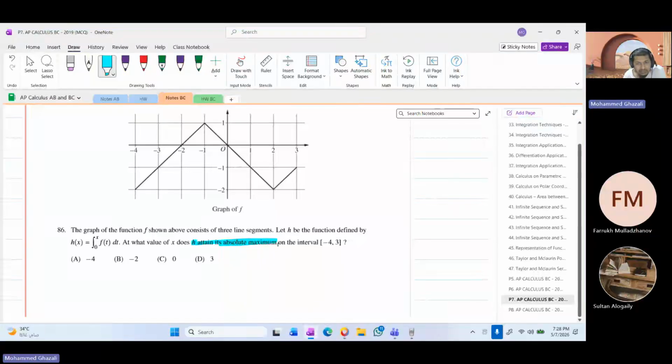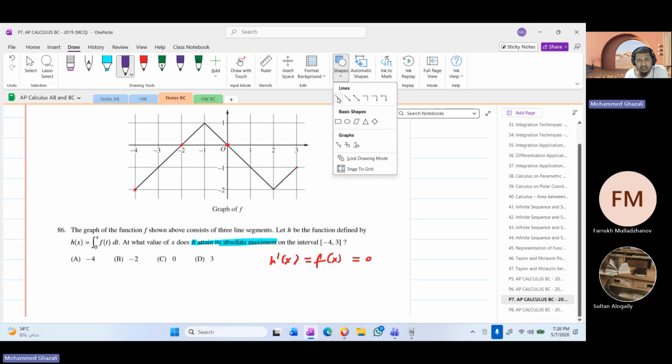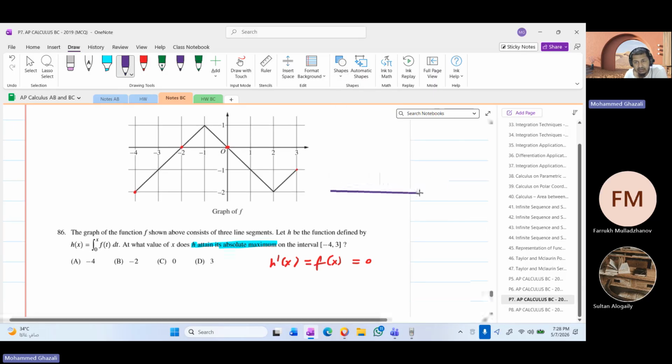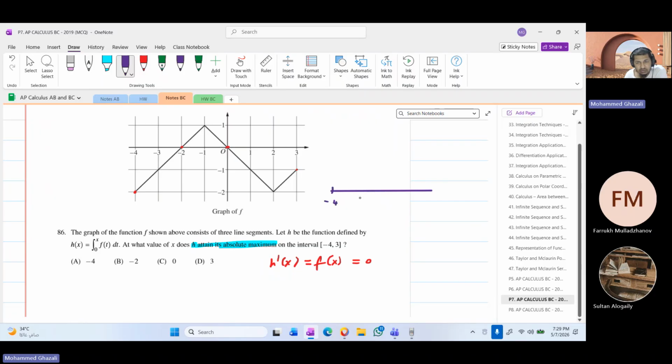H attaining absolute maximum on this interval basically means, what's H prime X? To find H prime X, substitute X there, so it'll become f of X. And if I make f of X equal to 0, it's either -2 or 0. I've got 2 points, or it can be the endpoints, -4 and 3. So I need to go and try to find some stuff there. So I'm going to draw a number line, and I will check where it attains the absolute maximum. So now I got -4, -2, 0, and 3.